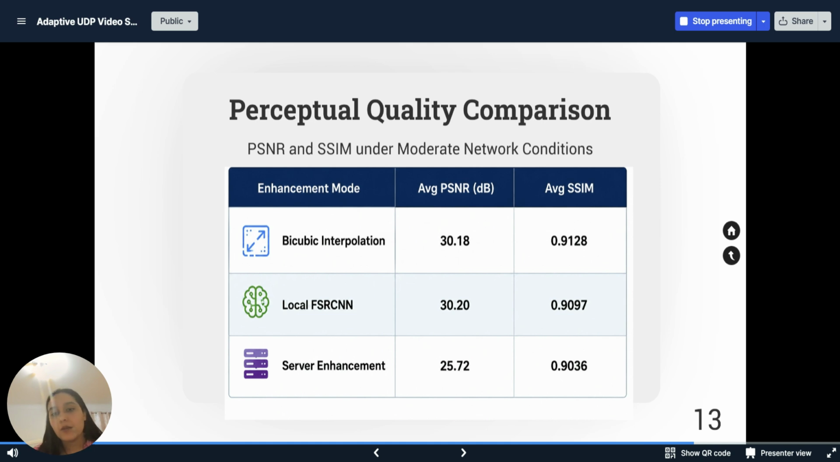The server enhancement had the lowest average PSNR, and that also goes back to the frame being sent from the client to the server for enhancement, and then from the server back to the client. So we added more overhead from the sending.